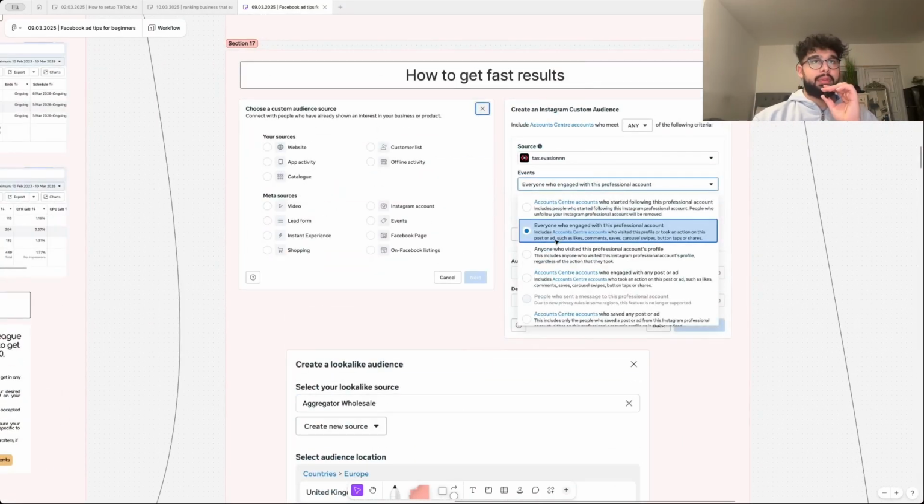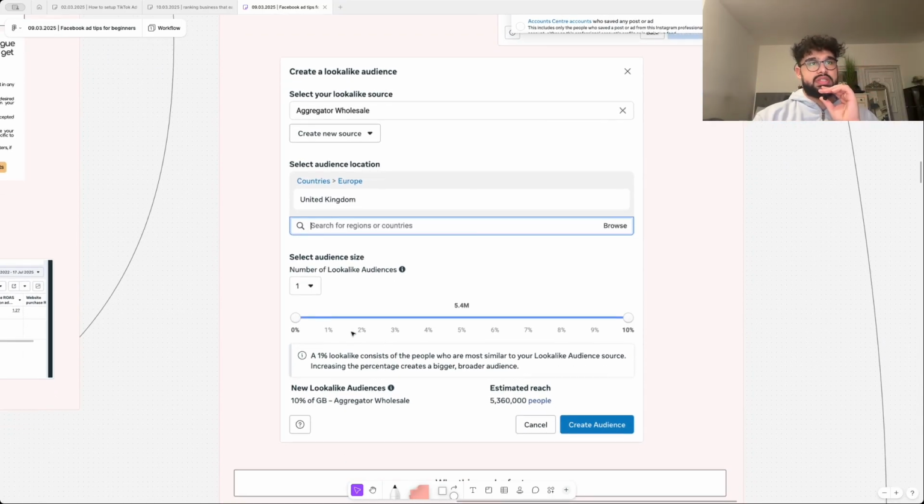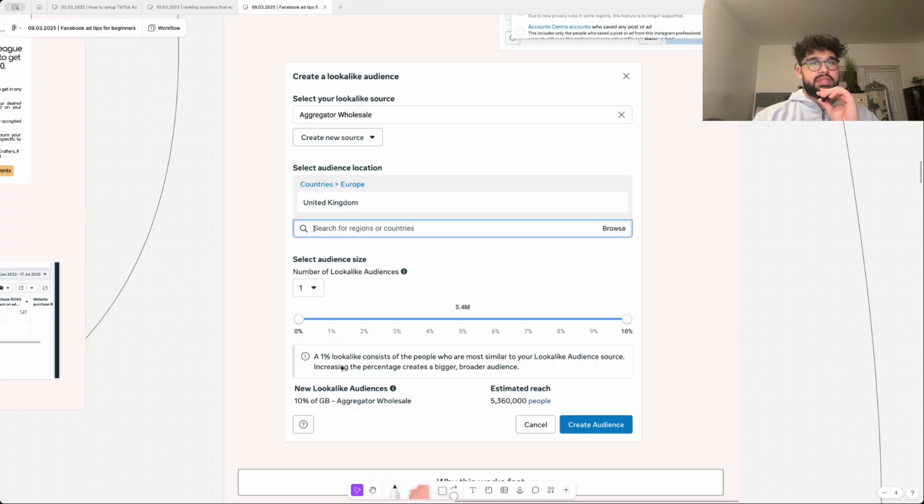Now, if you want to set it up, press this custom audience, scroll down. Then when you're on Ads Manager, you can just press create a lookalike. Under there, go up to 1 to 2%, and straight away you'll be able to get at least a few 100,000 people. If you go all the way up to 10%, it's like 5 million. But if you go up to 1%, you'll be fine.